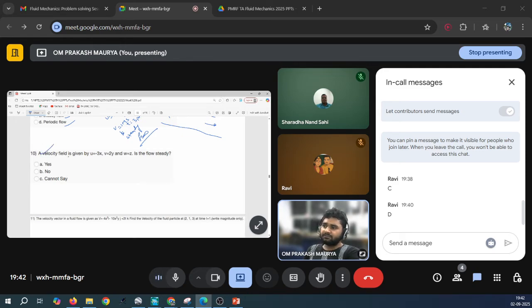a velocity field is given by u equal to minus 3x, v equal to 2y, and w equal to z. Is the flow steady? The question here is: is the flow steady? Yes, no, can't say. You have three components of the velocity.